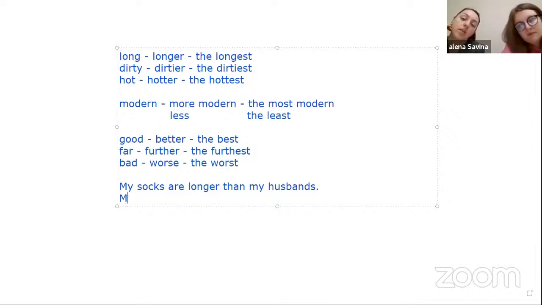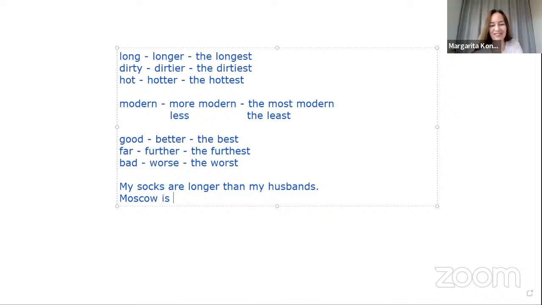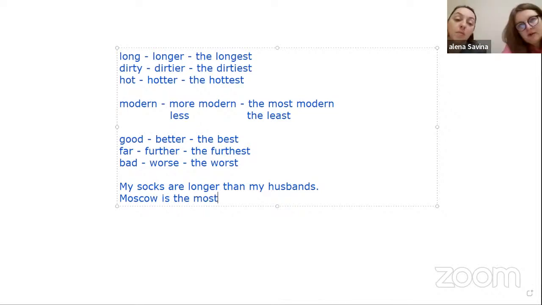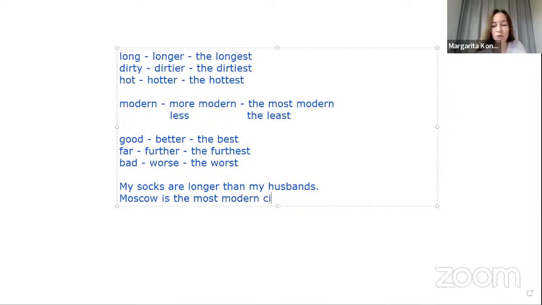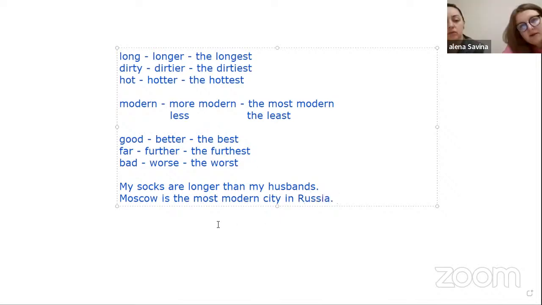Moscow is the most modern than Tver. But the most, the самый. Okay, Moscow is the most modern in Russia. Yeah, the most modern city in Russia. Yeah, do you agree? Yeah.